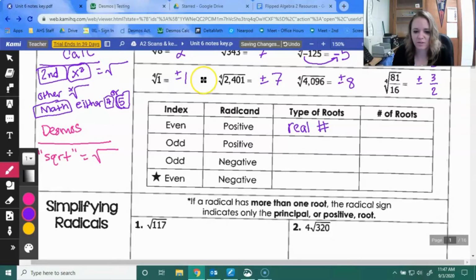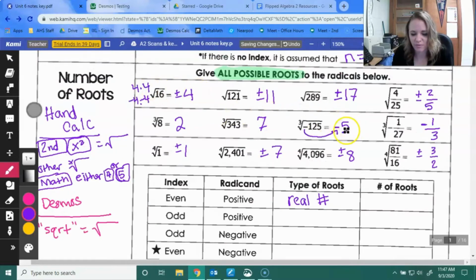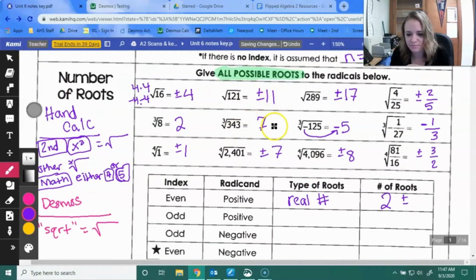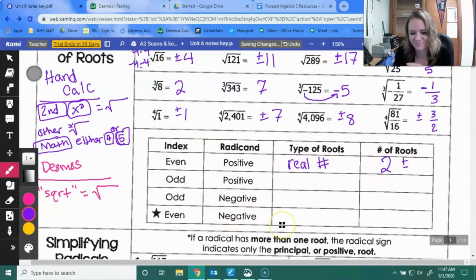Okay, so these ones right here in this top row, they have even roots and positive numbers underneath. So they're going to be real numbers. However, we're going to talk about how you can actually have 2 roots. We're not quite there yet, and they can be a plus or minus. Or, no, we already know that. Never mind, I'm getting ahead of myself. It's when we have a negative.